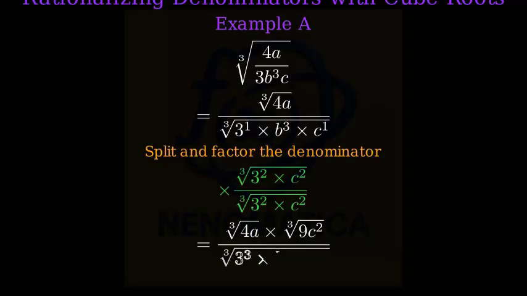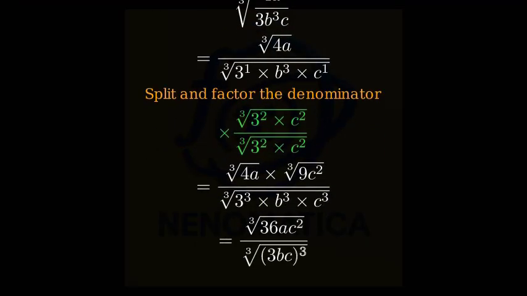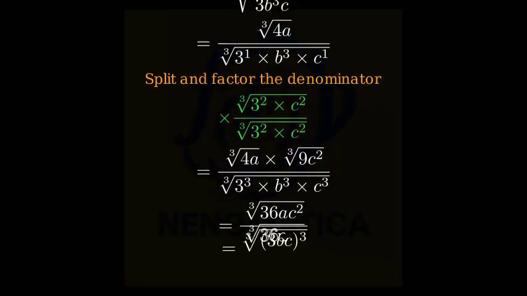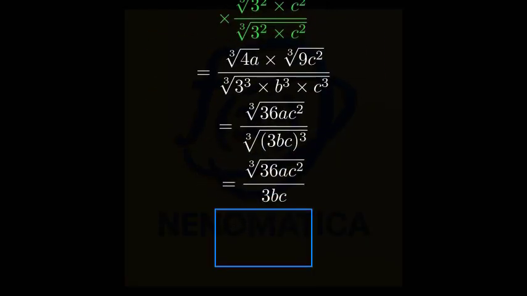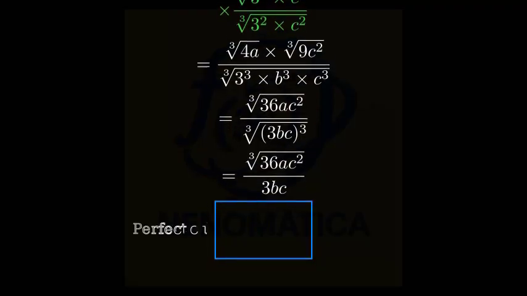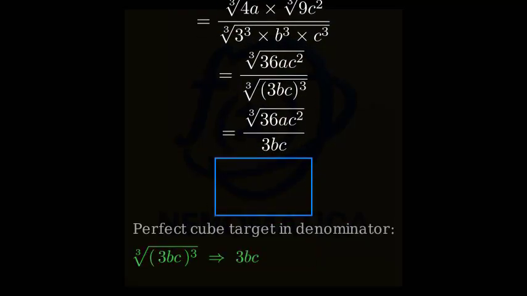Combine the numerators inside 1 cube root and the denominators inside 1 cube root. Recognize the denominator as the cube root of (3bc) cubed. Evaluate that cube root to remove the radical from the denominator and present the simplified result. Intuition: because we are working with cube roots, the denominator becomes rational when each factor inside has an exponent that is a multiple of 3, multiplying by 3 squared and c squared provides the exact missing powers.